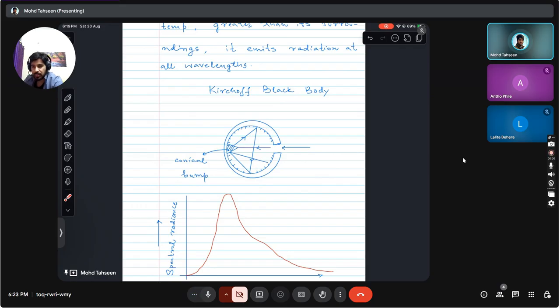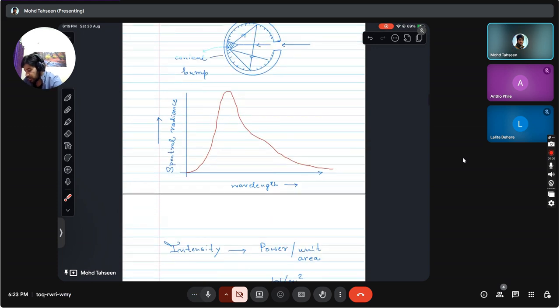Multiple reflections happen and it finally gets absorbed. The radiation gets absorbed inside the body. And similarly, if radiation is emitted from anywhere here, this conical bump makes sure that it gets reflected across the body so that it can finally leave from the body.